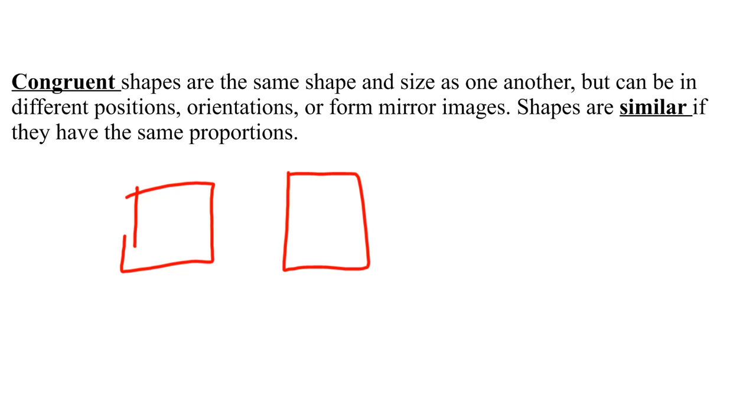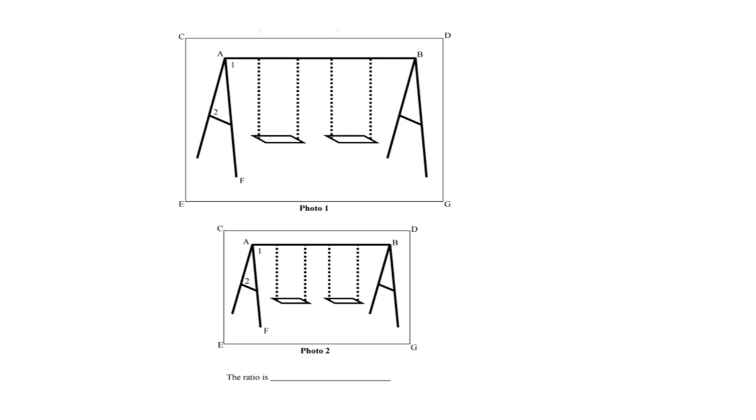Now, shapes are similar if they have the same proportions, which really doesn't say anything about the shape or size, but they have to have the same proportions. So proportional sides have to be equal. And let's check this out. If we look at these two pictures, they've been drawn to scale. Obviously photo 1 is larger than photo 2. What we want to find is that ratio, or what that dilation factor is.